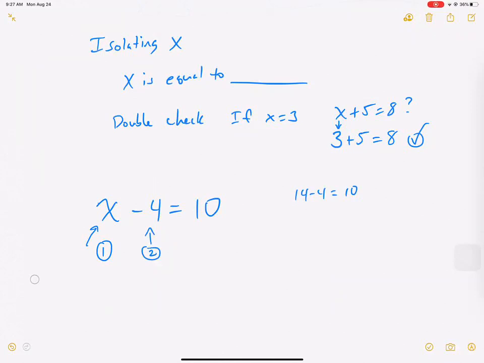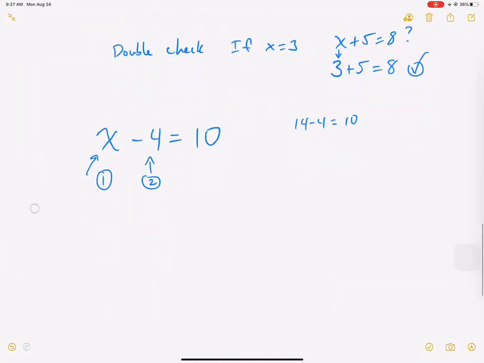How do we get rid of the number negative 4? The opposite operation of a minus 4 is a plus 4. So I know I'm going to add 4 on both sides. x minus 4 is equal to 10. The opposite of minus 4 is plus 4. And if you notice, I wrote it not on one side but on both sides, because an equal sign means I have to do everything to one side that I do to the other. This is a balanced equation.